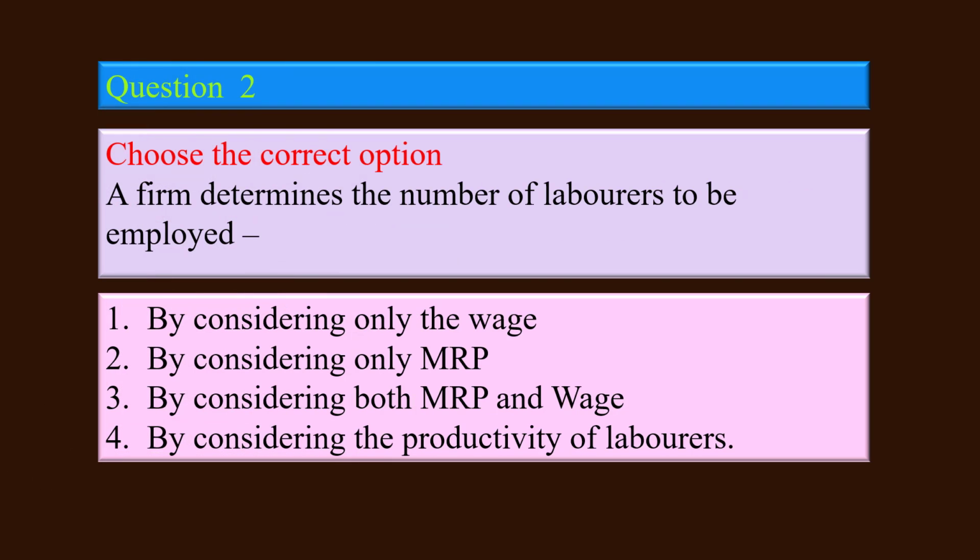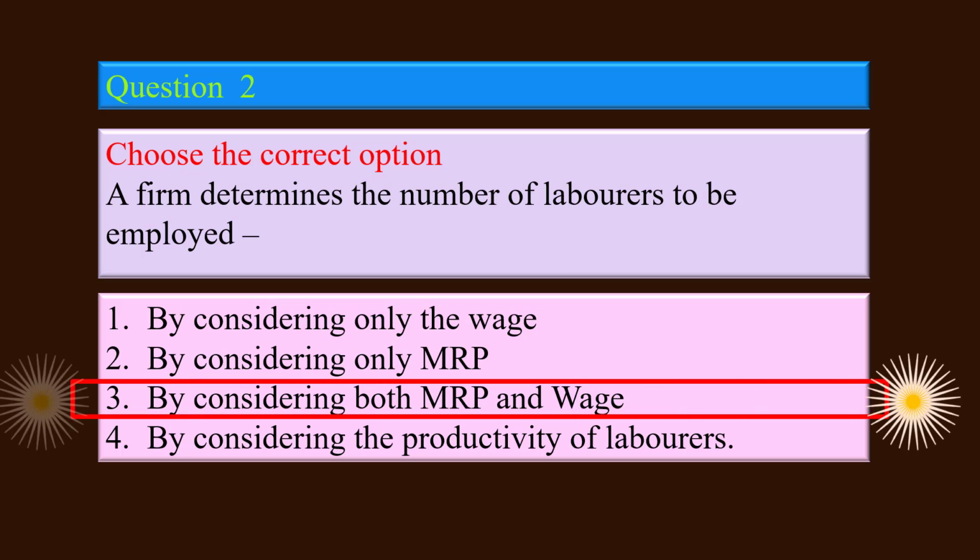Question 2. Choose the correct option. A firm determines the number of laborers to be employed 1. By considering only the wage. 2. By considering only marginal revenue product. 3. By considering both marginal revenue product and wage. 4. By considering the productivity of laborers. The answer is option 3.